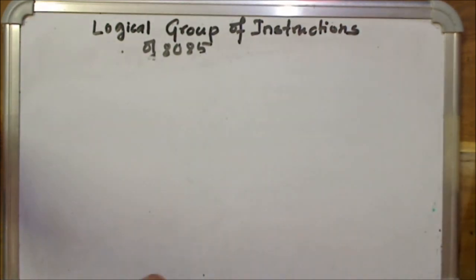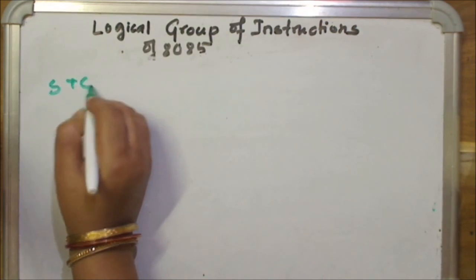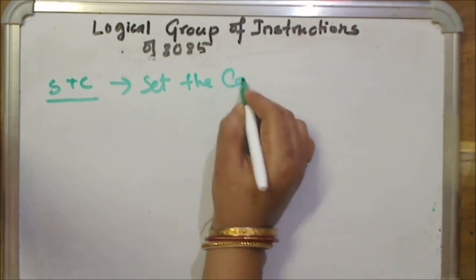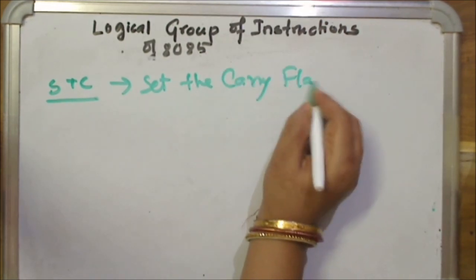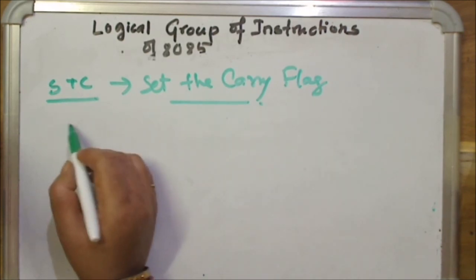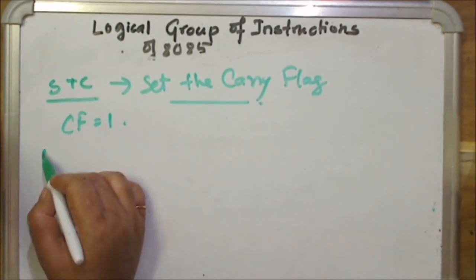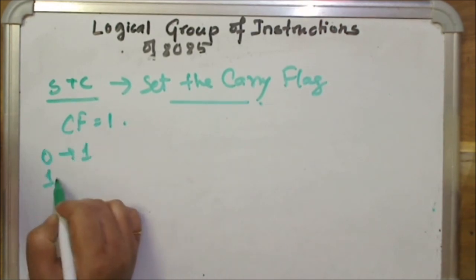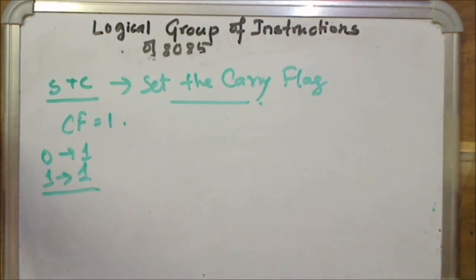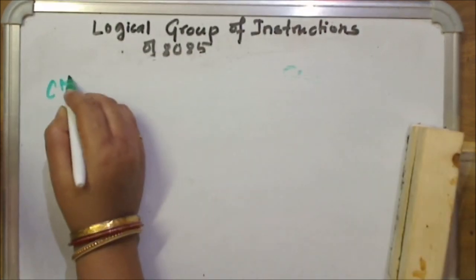Now three more instructions are left, very simple. This is STC. What does STC mean? Set the carry flag. That is, it will make the carry flag 1. If the carry flag is 0, it will become 1. If the carry flag is 1, then it will retain the value 1. Very easy instruction.